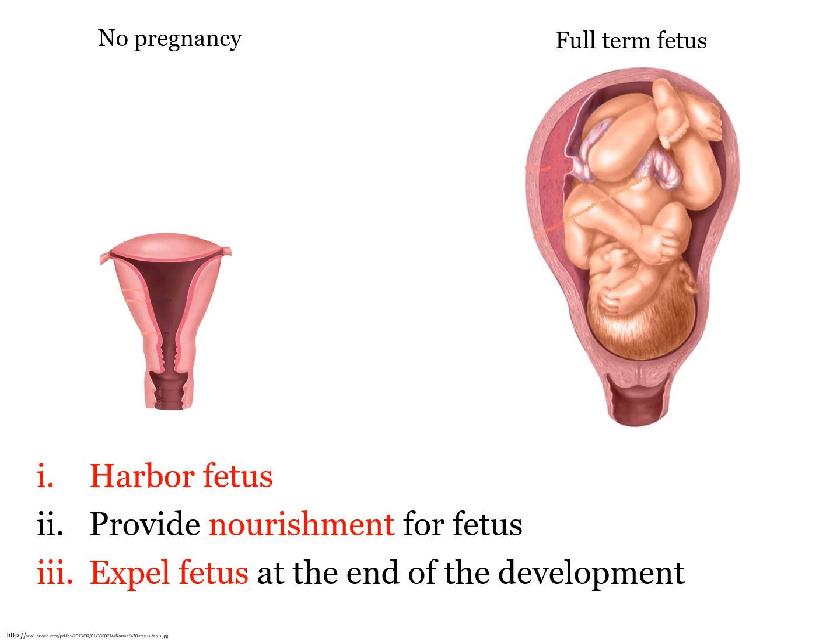Functions of the uterus include providing nourishment from the blood vessels to the fetus and also holding the fetus until it is mature enough for birth.